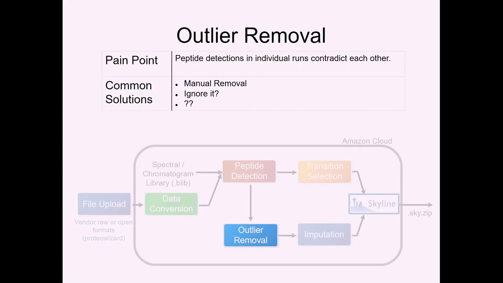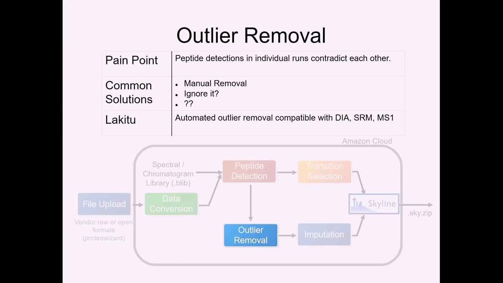Common solutions that people have are to either manually remove them, or ignore the fact that they exist and then try to correct for the false discovery rate issues, or there are other things still being thought about. But this pipeline is meant to handle outlier removal compatible with DIA, SRM, and MS1 feature finding.